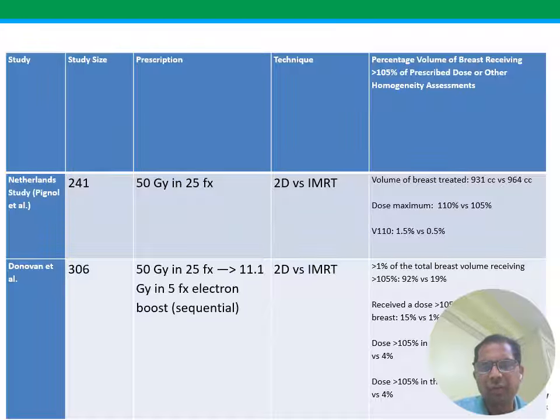So all of the dose homogeneity numbers, including the 105, the 110, and the volume of breast getting 105 or 110, went down, which was important, and it did lead to less discomfort and less breast pain, which are important endpoints for the patients.